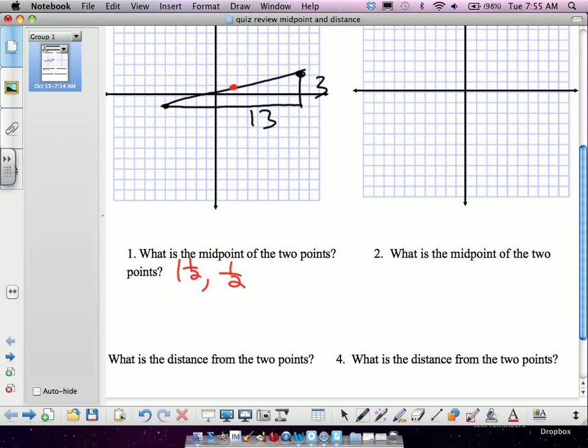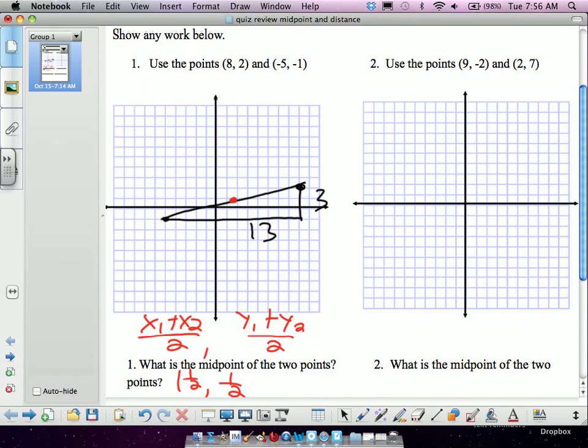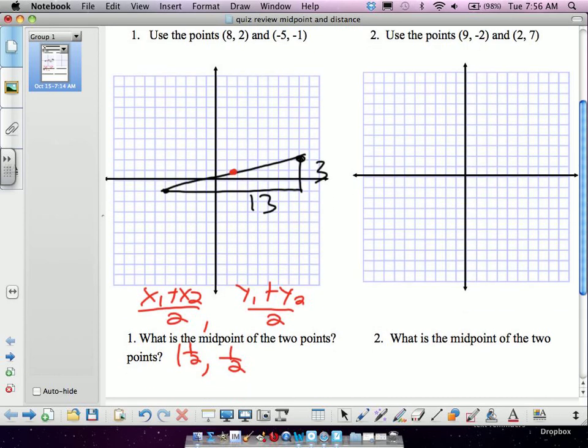Okay. Now I'm going to do the midpoint formula, which is x1 plus x2 over 2 and y1 plus y2 over 2. Okay, you can do it either way. If you want to stop right there, you can. Okay, so I've got point 8, 2 and negative 5, 1. So it goes like this. x is 8 plus negative 5 divided by 2. And y is 2 plus negative 1 divided by 2.